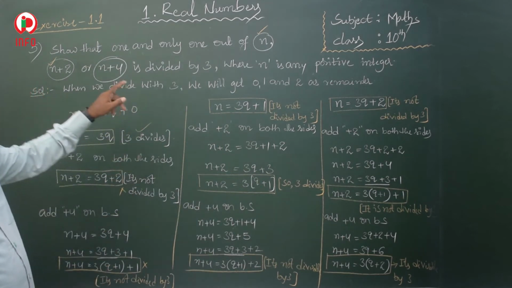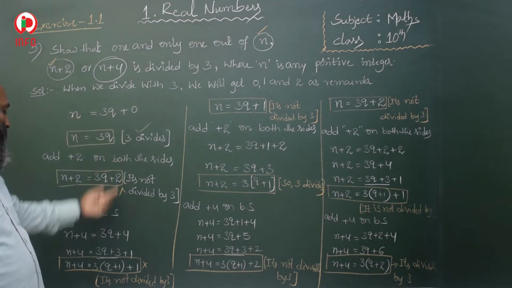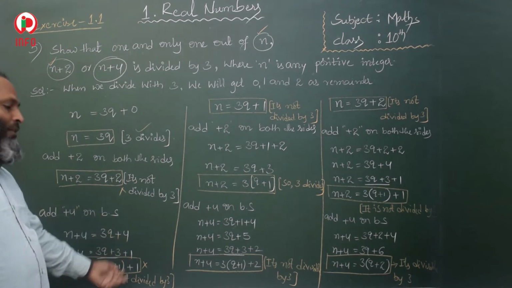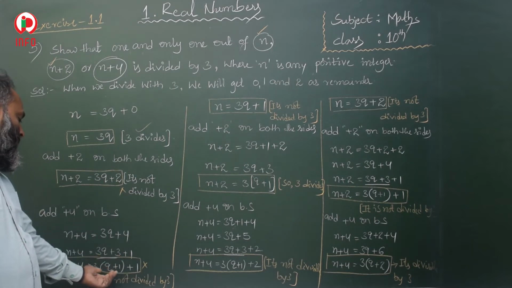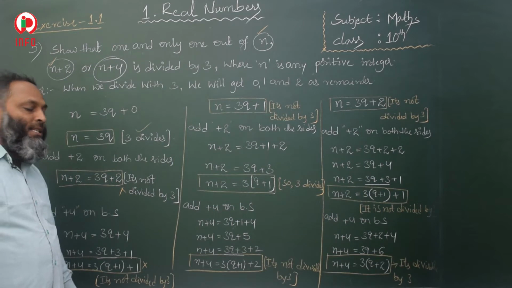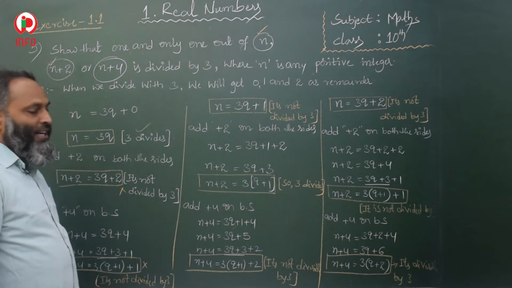Then the next one, take n plus 4, which means add 4 on both sides. N plus 4 is equal to 3q plus 4. Then 3q plus 4 means we can take 3 plus 1. N plus 4 is equal to, taking 3 as common, 3 times q plus 1, then plus 1 as it is. Then plus 1 is left as a remainder, so it is not divided.